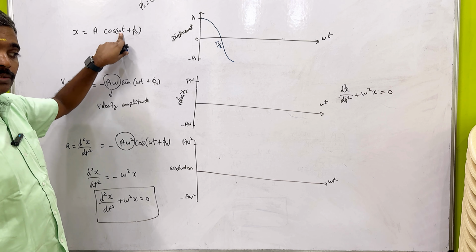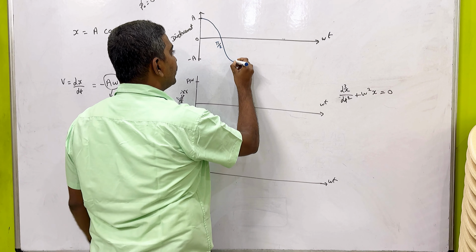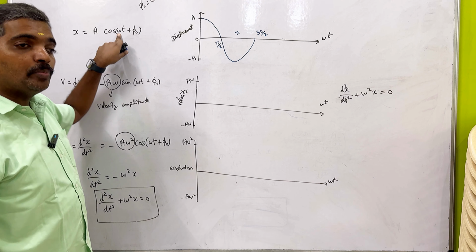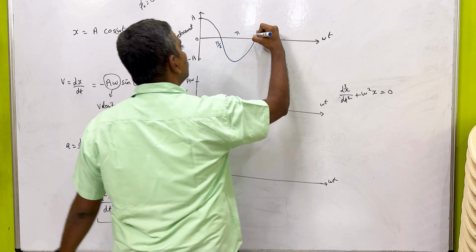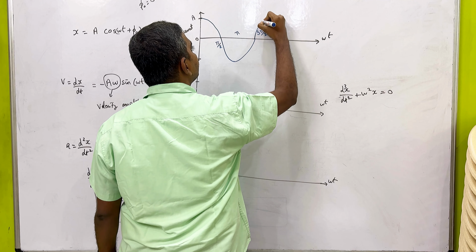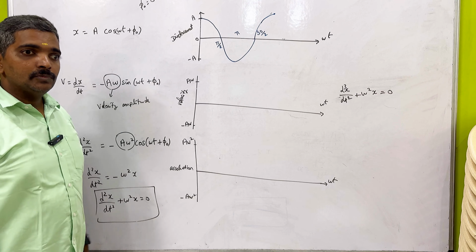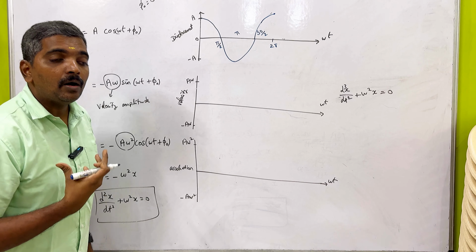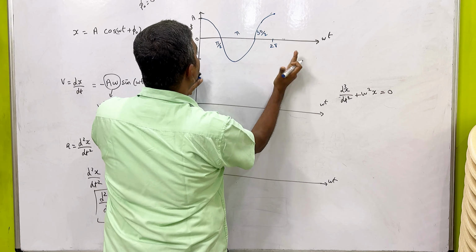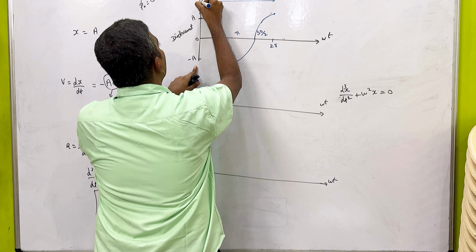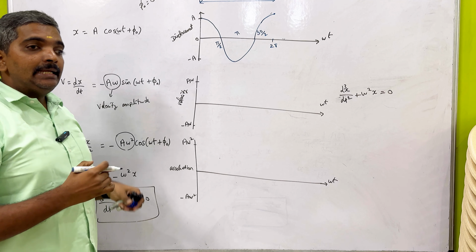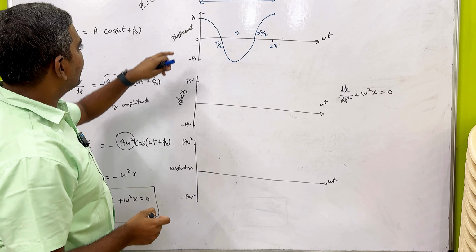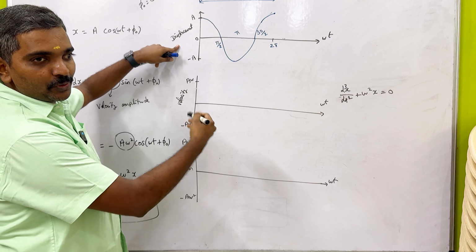Again, cos 270 is 0, so you are moving from here to 0. This is for pi, this is for 3 pi by 2. If I put cos 2 pi, it is 1, so you are in this position again, right? This is at 2 pi, and this is called one full oscillation. The distance traveled from here to here is called lambda, the wavelength. It's the distance traveled by the wave in one oscillation.